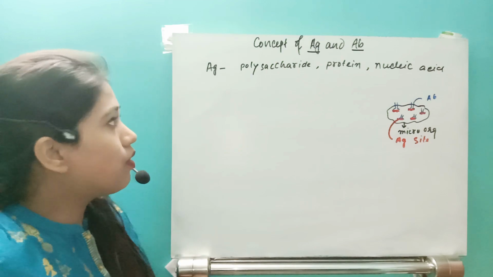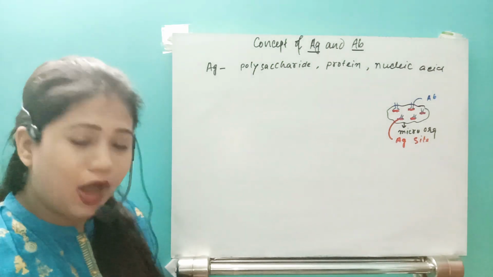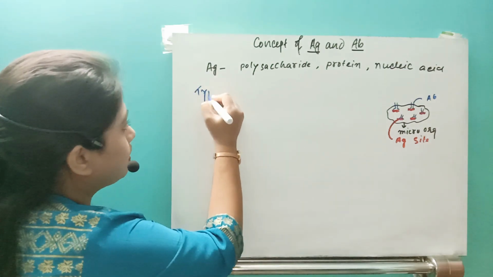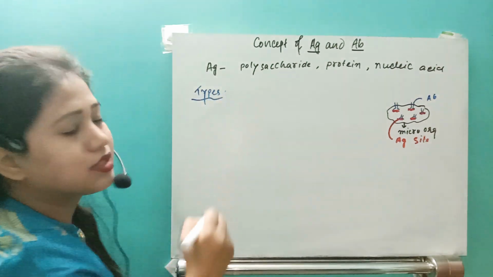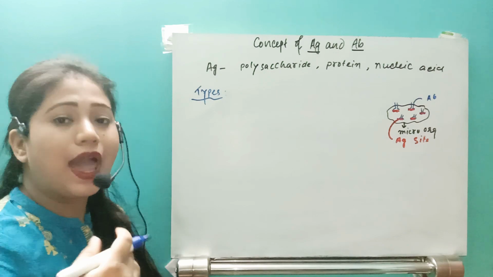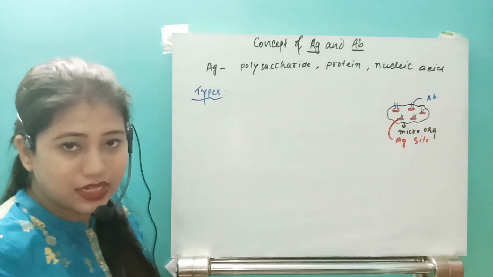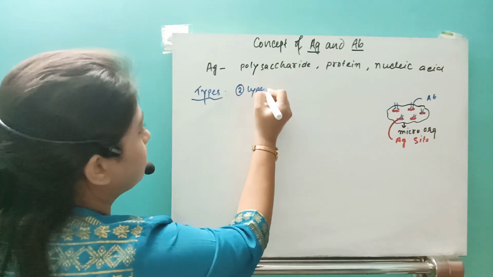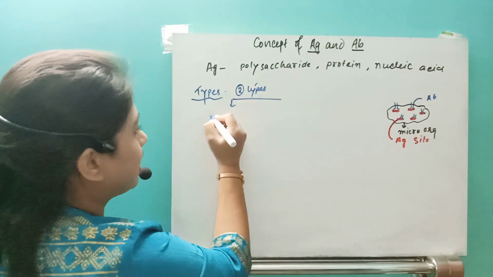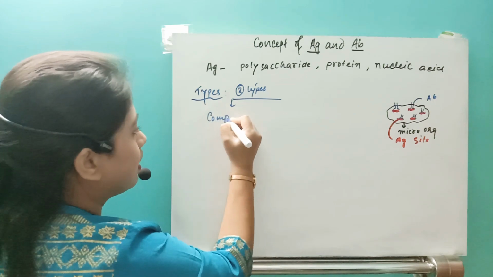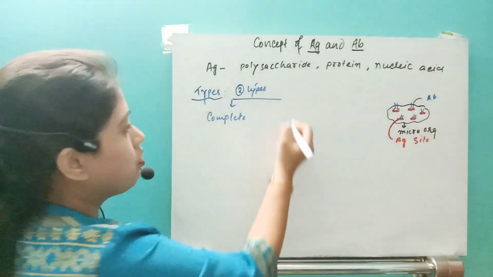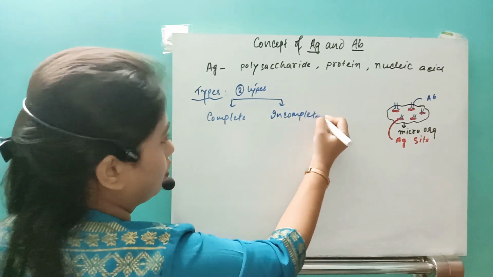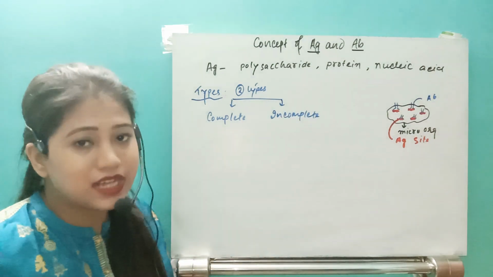Okay. So now the types of antigens, how many different types of antigens can we have? See, if it comes to the antigens, depending upon how actively it can produce the antibody, it is of two types. Okay, it is of two types. First type, it can be a complete antigen or it can be an incomplete antigen. Okay, so what are those complete antigens?